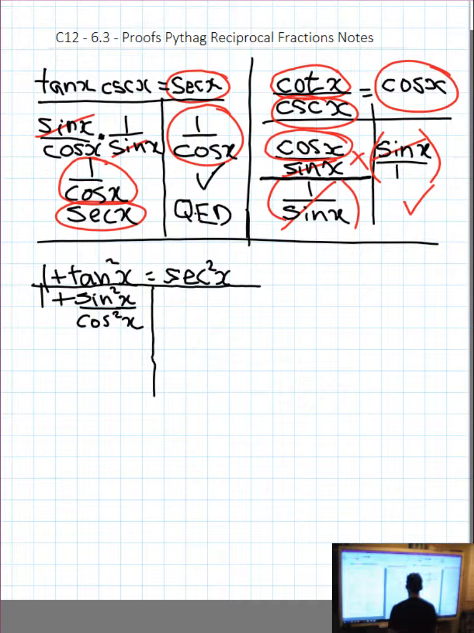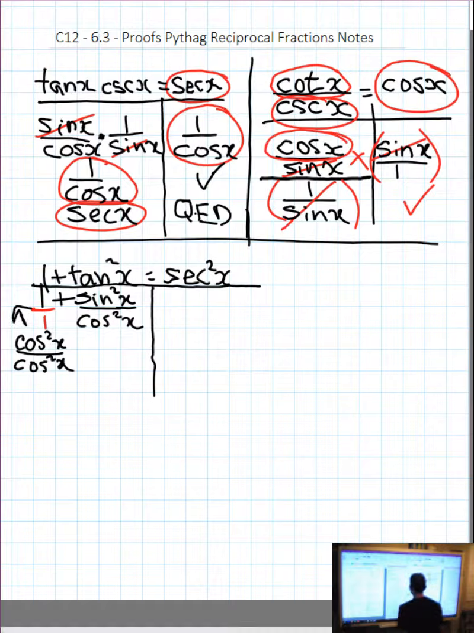So on the left-hand side, I have 1 plus sine squared over cos squared. And I have this 1 here. Well, this 1 has a denominator of 1. So I need to times the top and bottom by cos squared. So I could show that step, or I could just do it. 1 over 1 is cos squared x over cos squared x, right? I could write it up to the left, like right here, and then write this exact same answer down below, or just write the answer. So why not? Plus sine squared x over cos squared x.